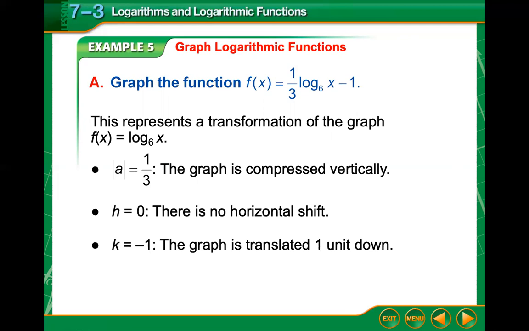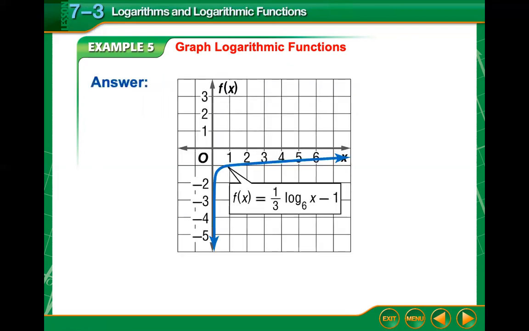This just tells us what's happened. And so you can kind of just guess the shape of it without graphing too much of it.